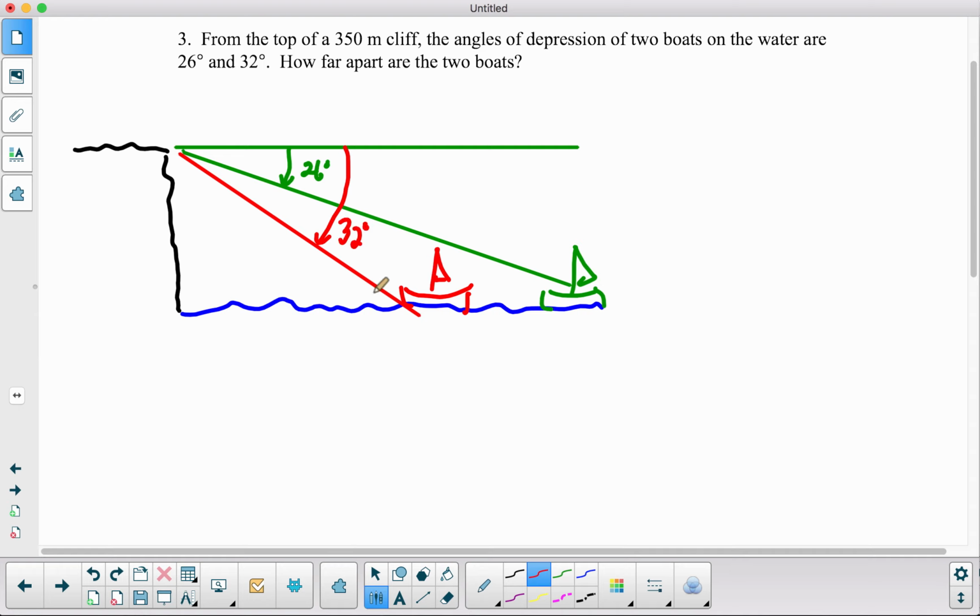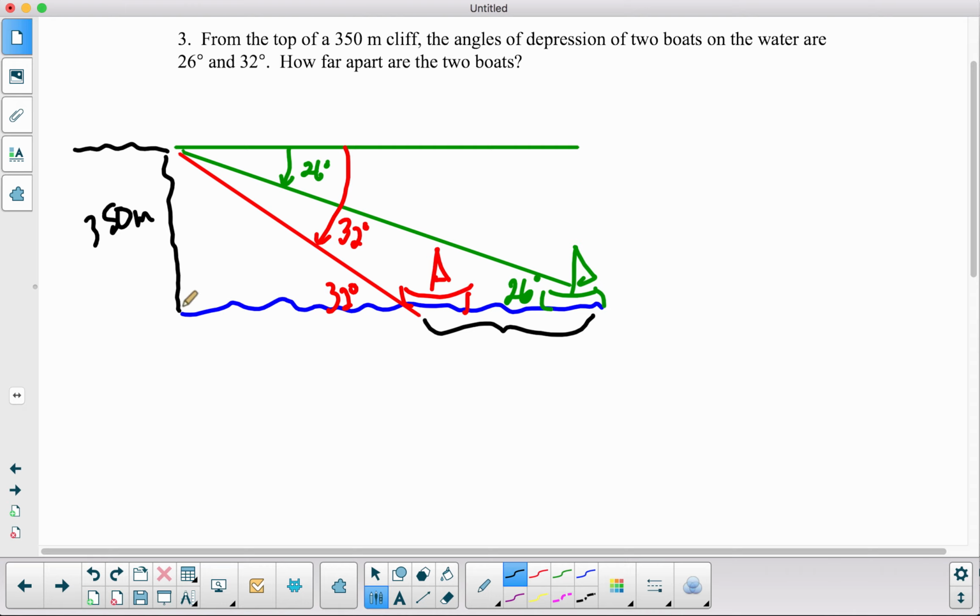And again, from the Z pattern, we can put 32 degrees here and 26 degrees here. We know that the cliff is 350 meters. Okay, and we're asked how far apart are the boats. So that's this distance. Unfortunately, our trigonometric ratios, the sine, cos, and tan, only work in right triangles. So we can't find this measure directly. So what else can we do?